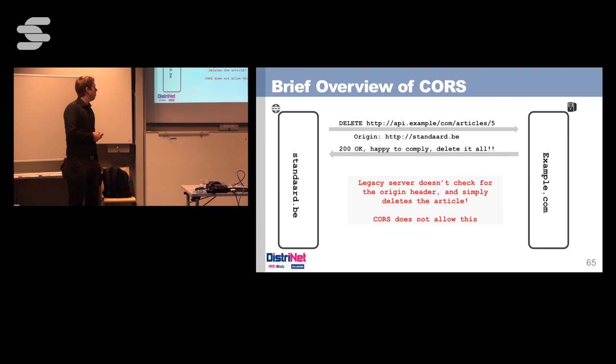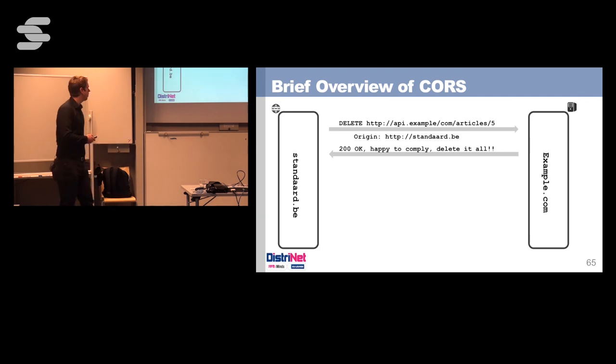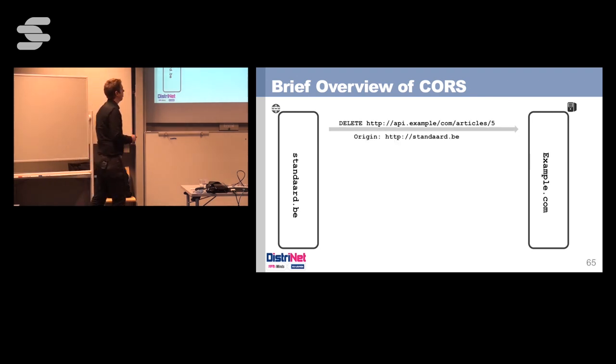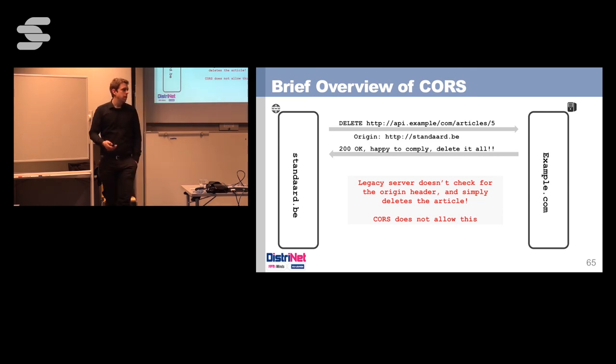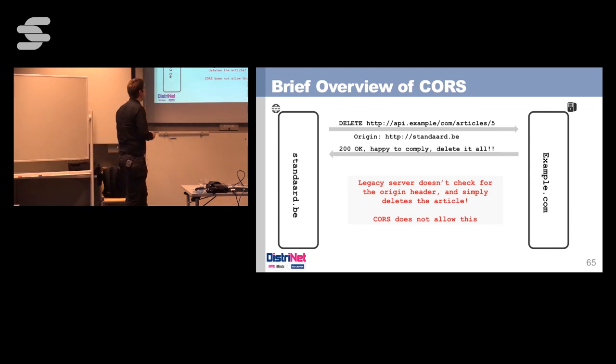Why not? Because if you would allow this to happen, even if the server would not send any headers and the browser would just deny access to the response, it doesn't contain anything. It's an empty response. In a GET request, you have a response which contains data, because a GET request is to fetch data, a DELETE request is to change state on the server. So we cannot allow this to happen, because otherwise all these APIs would suddenly become vulnerable to cross-origin PUT and DELETE requests. So CORS prevents this from happening and introduces a mechanism to enable this.